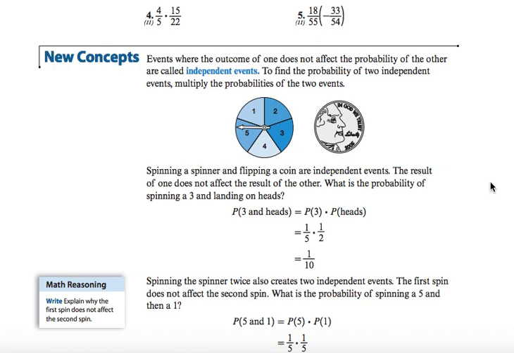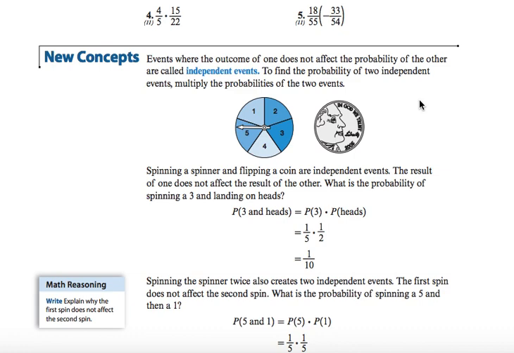Our new concepts says events where the outcome of one does not affect the probability of the other event are called independent events. That means they happen by themselves. To find the probability of two independent events, multiply probabilities of those two events. For example, spinning a spinner and flipping a coin are independent events. You spin it one time, it happens one time by itself. Flip a coin happens one time by itself, they're independent. The result of one does not affect the result of the other.